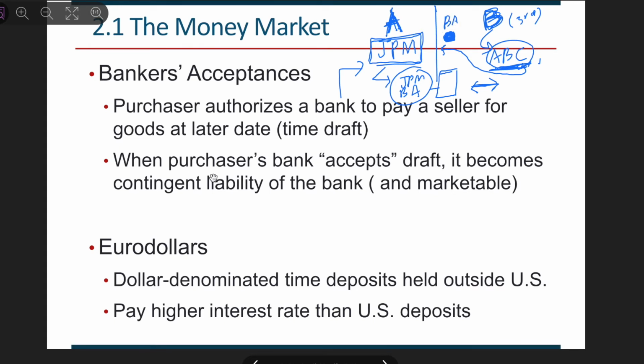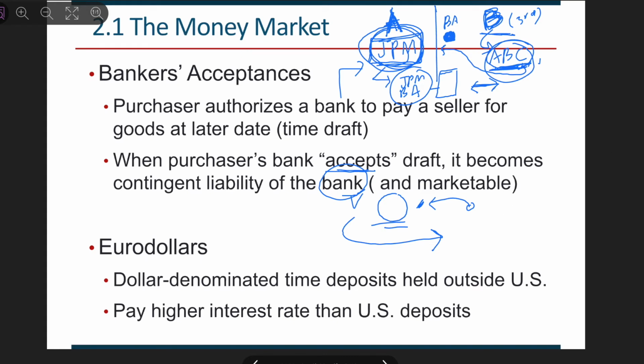Once they accept, it becomes the liability of the bank because they said that it is there. It is traded. So if someone claims, I want that value out, then the bank has to back it up in the event of failure of customer B's money in ABC. So JP Morgan's banker's acceptance is very valuable in the market and highly liquid, right? So this is in the money market.